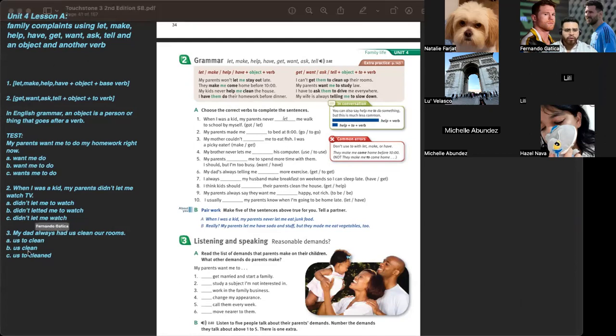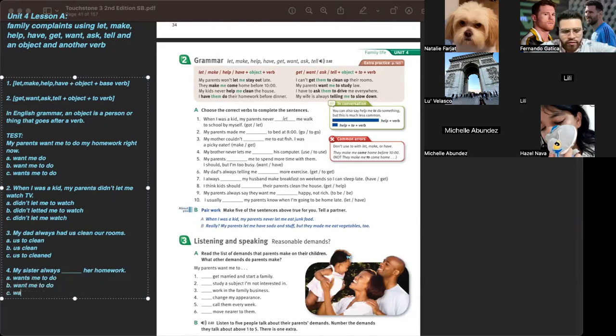All right, number 4, please, class, pay attention. My sister always wants me to do her homework. A, wants me to do. B, want me to do. Or C, wants me to does her homework. What would be correct? A. A, very good. Wants me to do her homework.